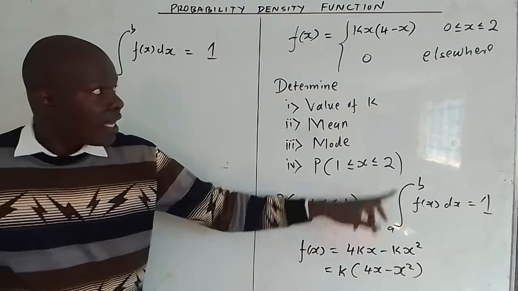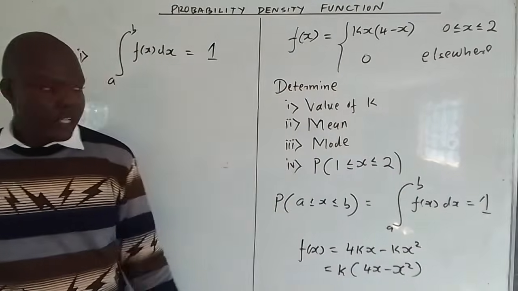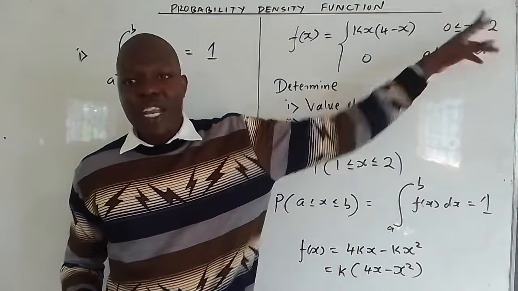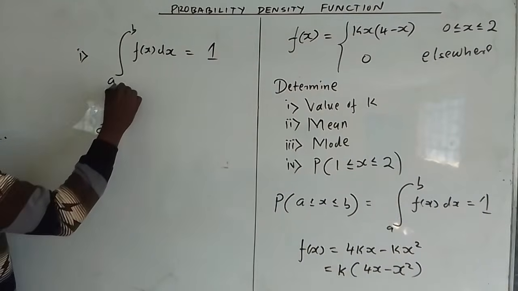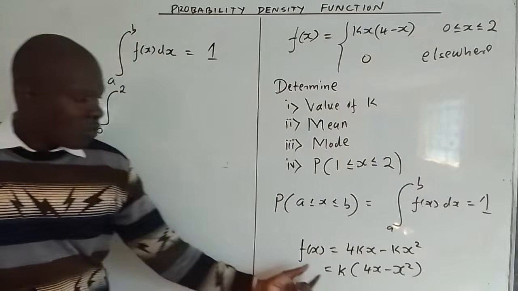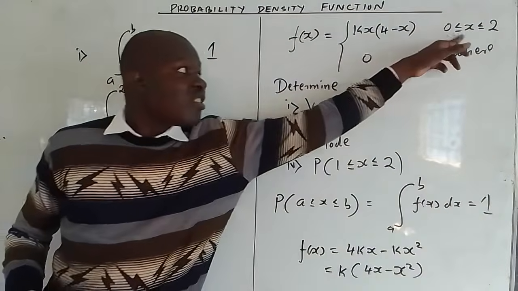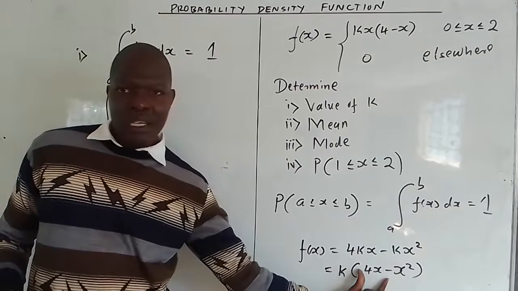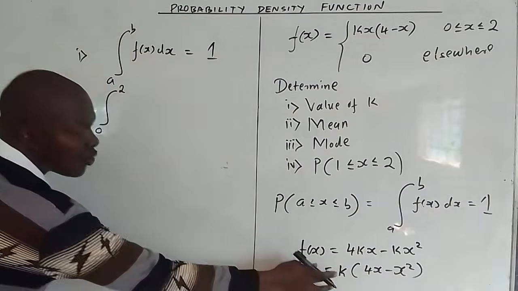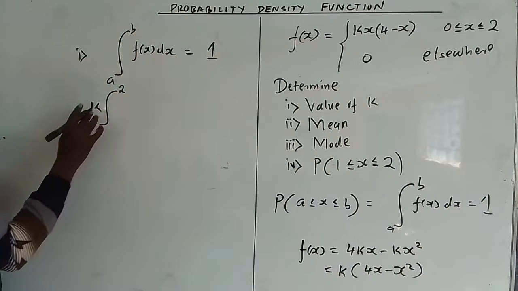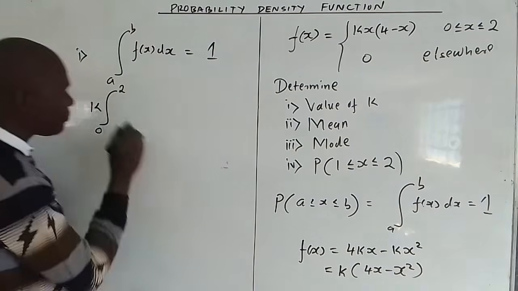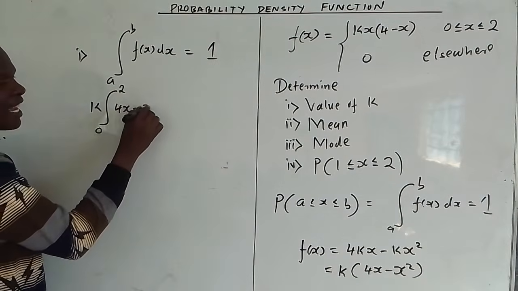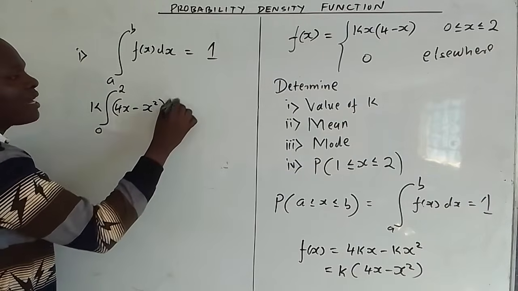So what is A? A you've been given is 0, and B you've been given is 2. So it means we are integrating from 0 to 2, f of x. What is f of x in that range? In this range, f of x is defined by, so you can see k is a constant you can factorize outside, isn't it? Are you seeing that? Then inside here we have 4x minus x squared dx.